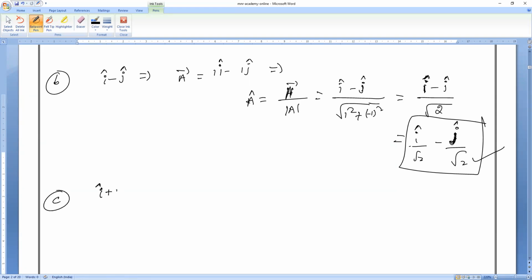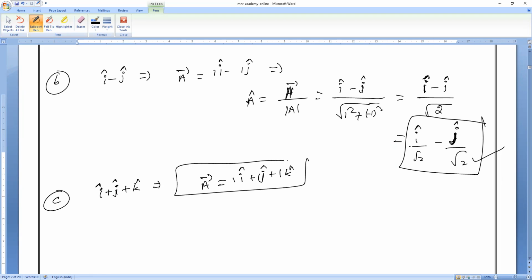Yes, sir. Find it fast: I cap plus J cap plus K cap. That is the vector, 1 I cap plus 1 J cap plus 1 K cap. So find it fast and tell me the answer quickly. Make it quick.